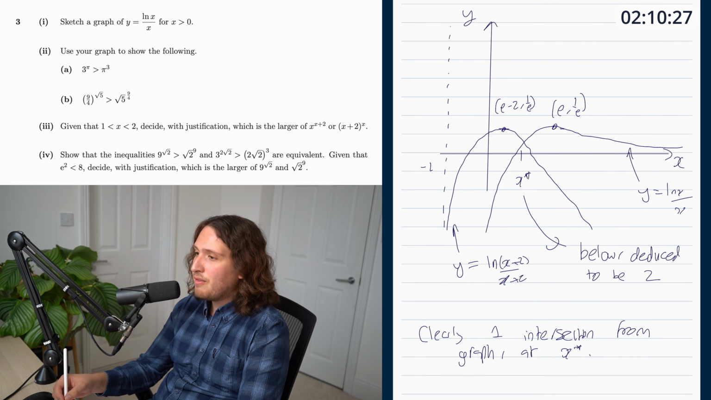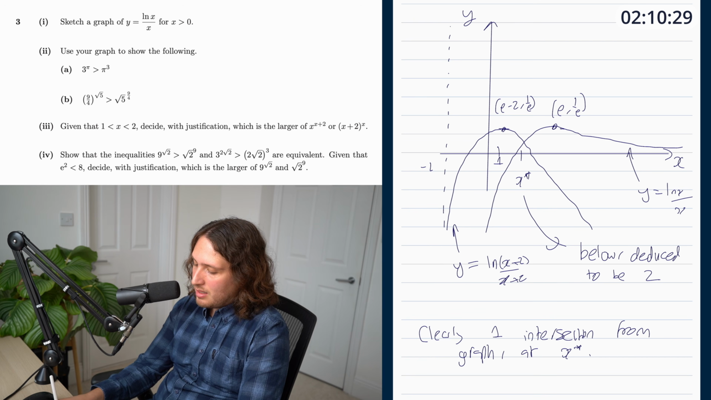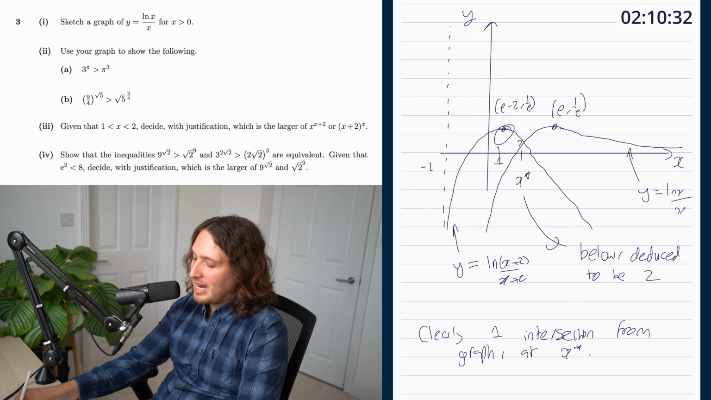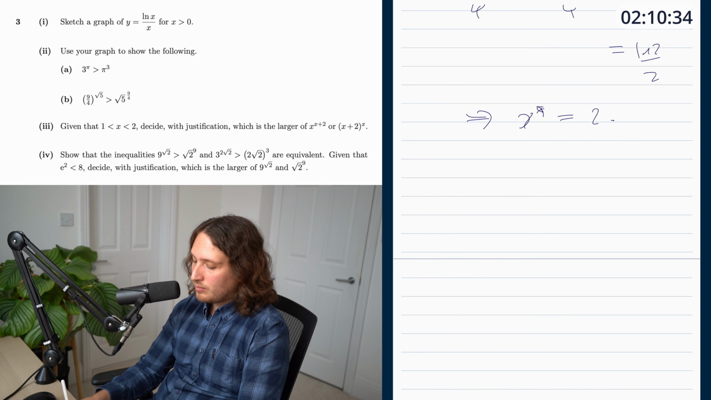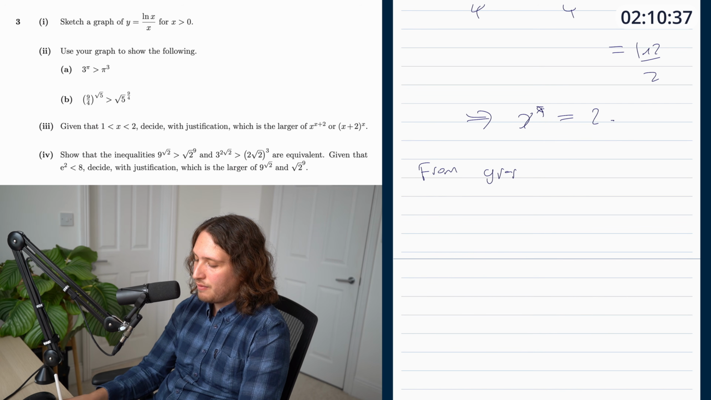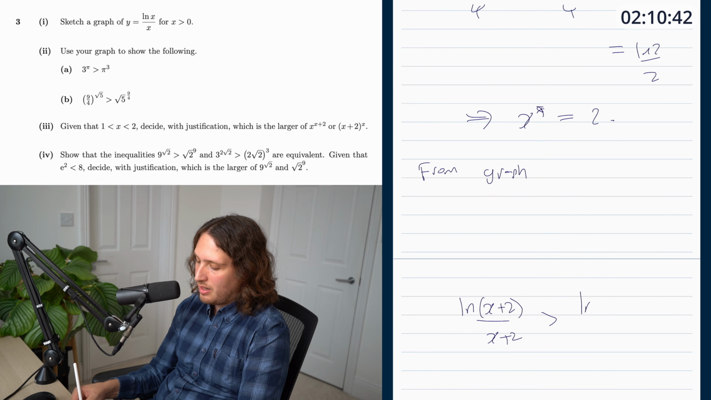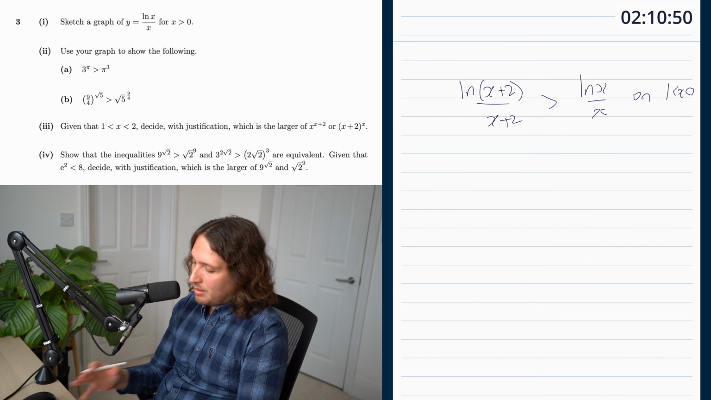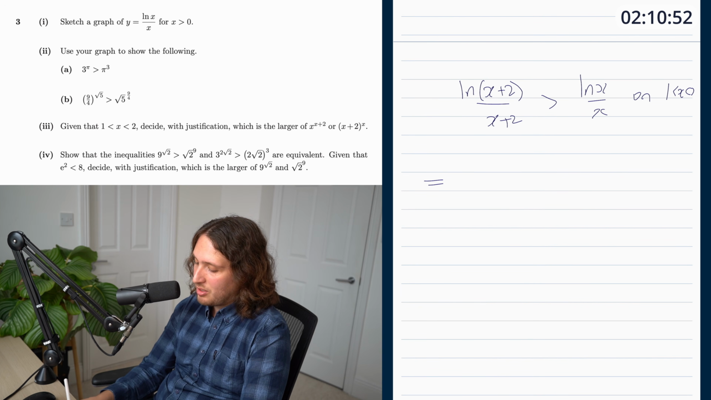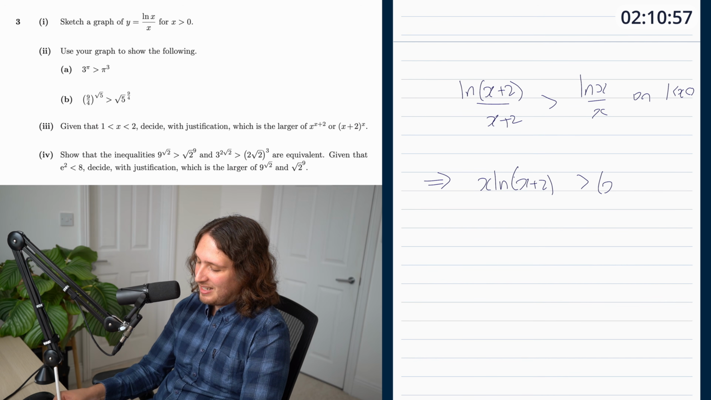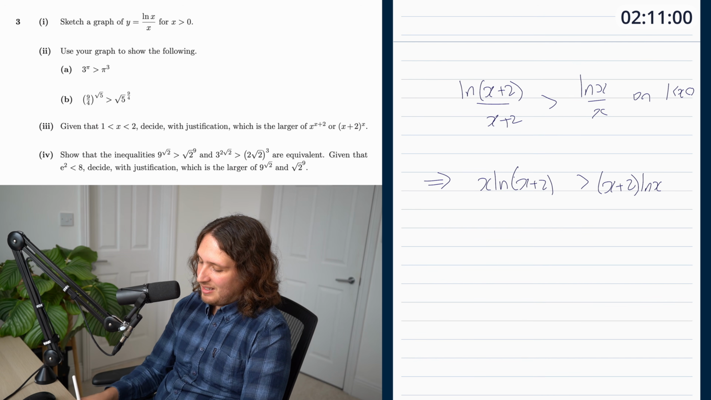So from my graph, there is 1, there is 2. I can see that the x plus 2 graph is higher. So from my graph, ln of x plus 2 over x plus 2 is actually the higher of the two on 1 to 2. And I'm so worried I'm going to mess up my reversible logic that I'm just going to do it backwards. So that implies that. That implies that.